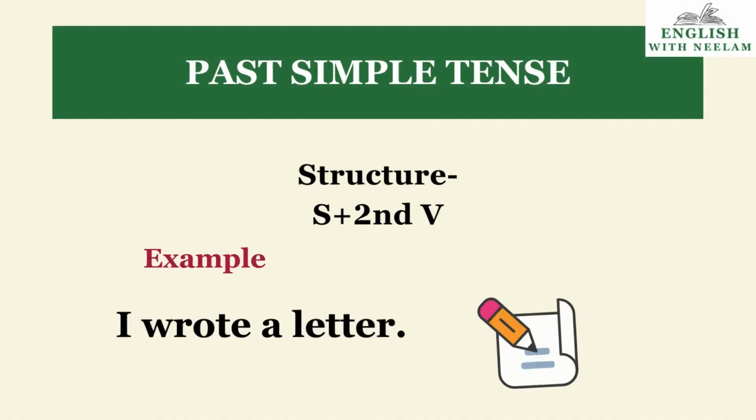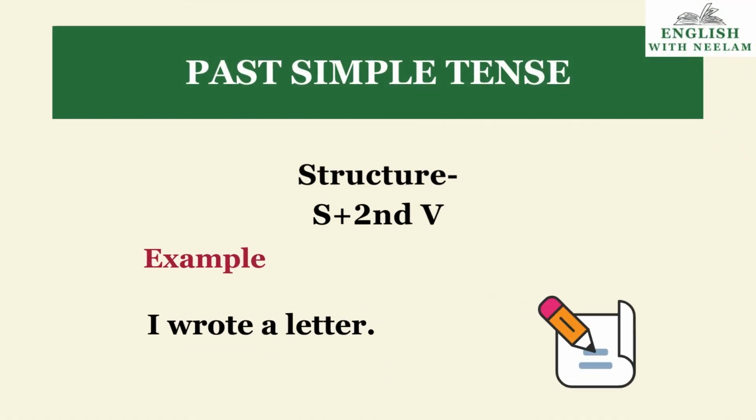See the structure of this. Subject plus second form of verb. I wrote. Second form of verb. Write, wrote, written. Wrote is second form of the verb. I wrote a letter. This sentence has past simple tense.